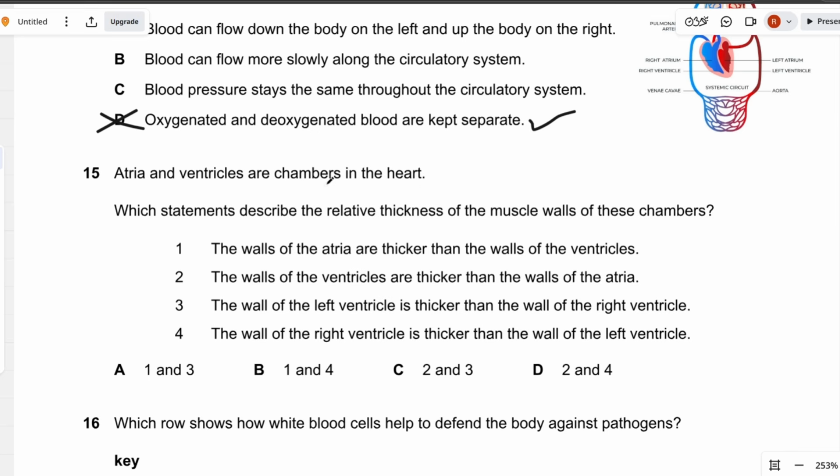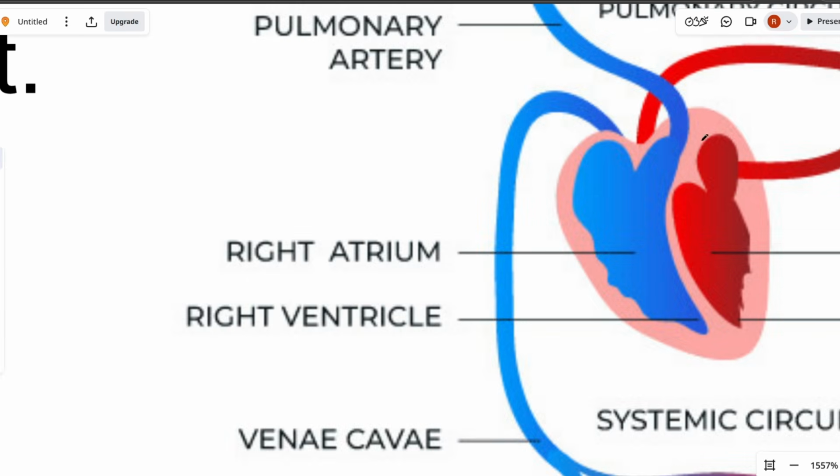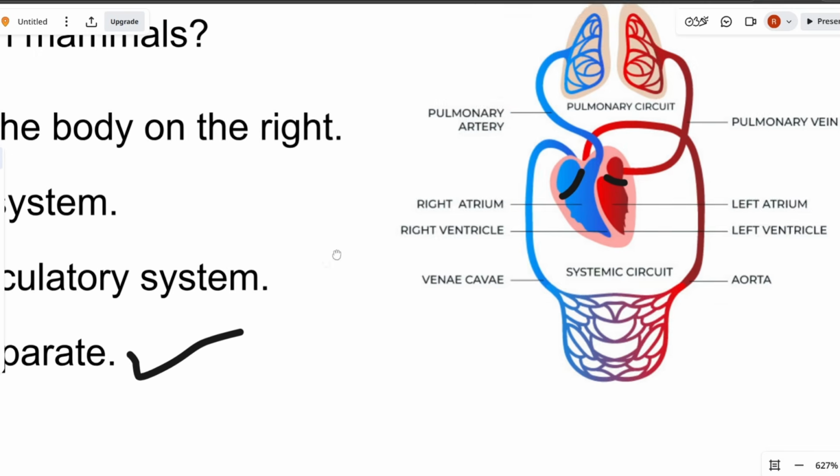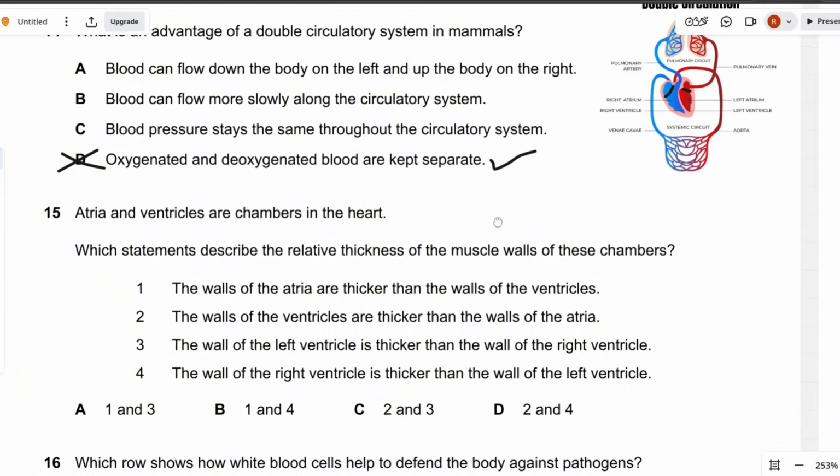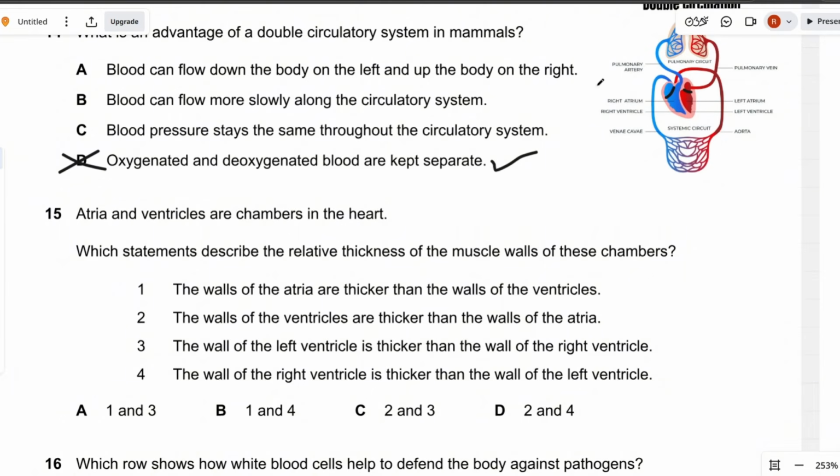Atria and ventricles are chambers in the heart. Which statements describe the relative thickness of the muscle walls of these chambers? Before we do that, I want you to realize that the atria, which are the upper chambers in the heart, their only function is to collect the blood as it returns back to the heart. So they act as blood reservoirs or blood storage. Therefore, they don't really need to have thick walls, as they don't really do much pumping.